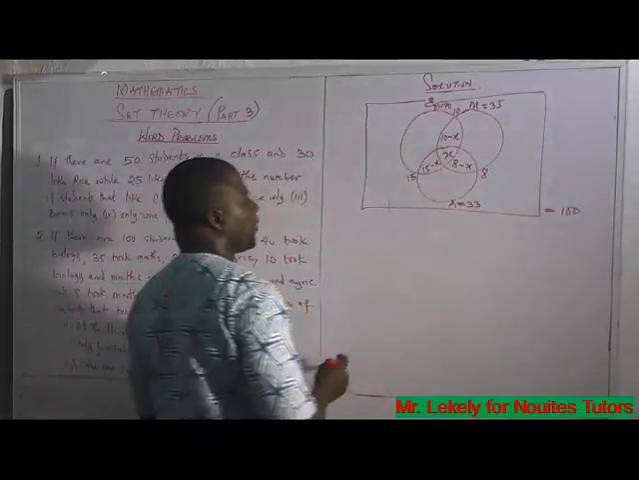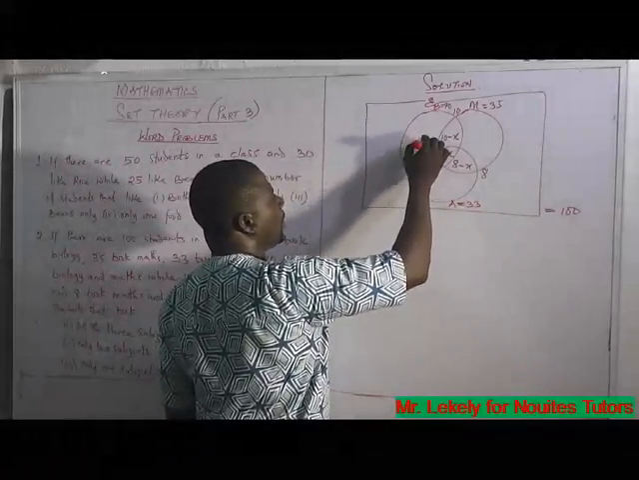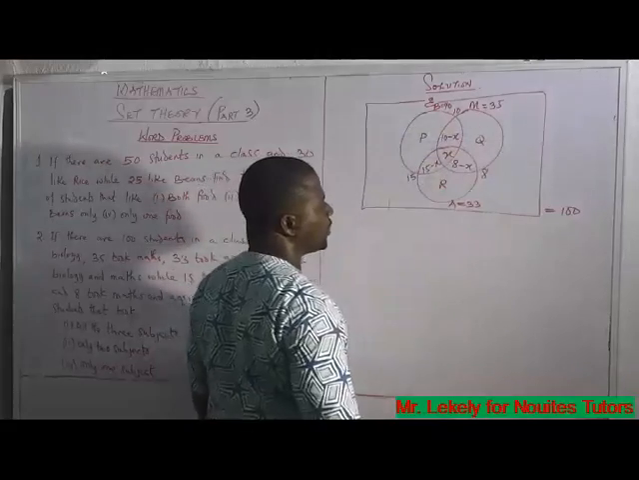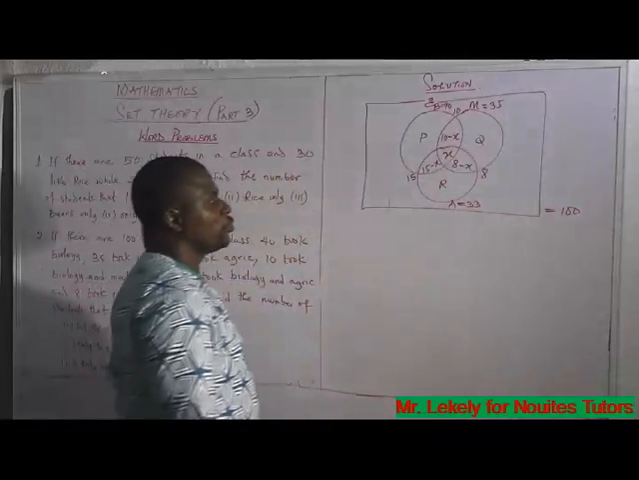So with this now, I can say, let me call this place P, Q, and R. I don't know it. I want to find it. Now look at the way I'm going to do it.